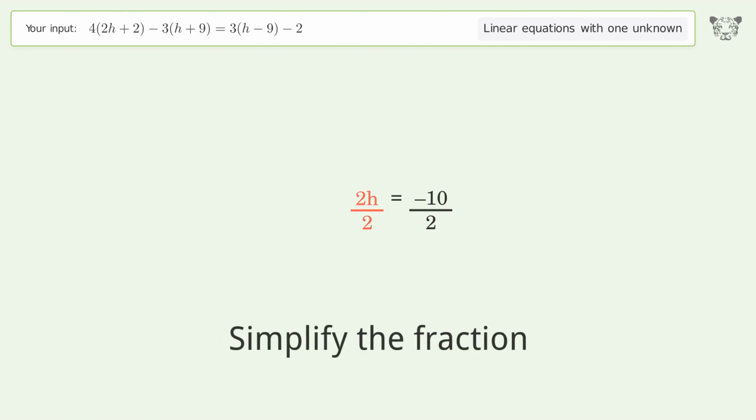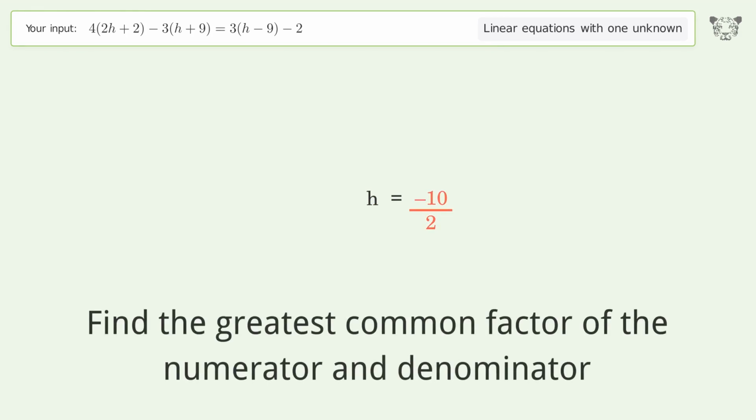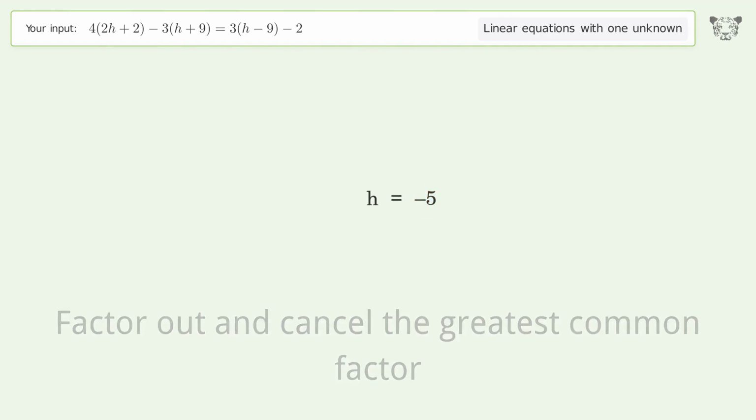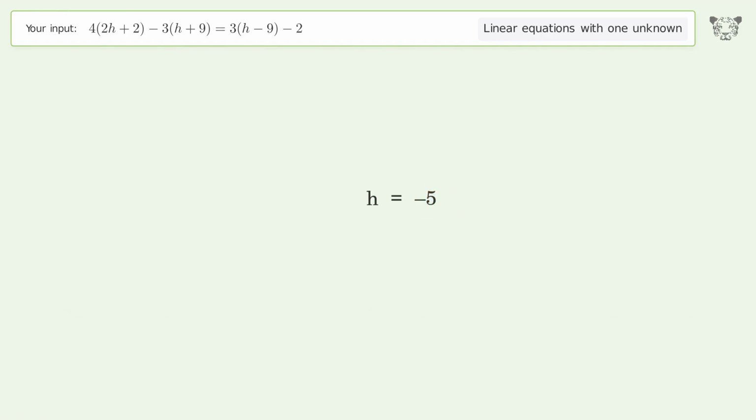Simplify the fraction. Find the greatest common factor of the numerator and denominator. Factor out and cancel the greatest common factor. And so the final result is h equals -5.